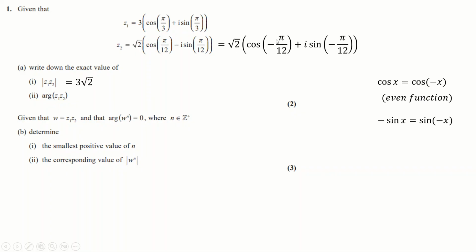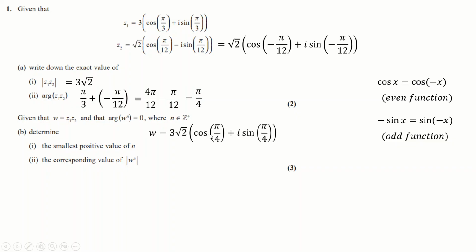And so this actually has an argument of minus pi over 12. Now that's in the right form. We can add that argument to this argument, so it's pi over 3 plus minus pi over 12. And of course we just get this. Given that w is z1 times z2, we may as well do that. We've just worked out that when we multiply the two complex numbers, the moduluses multiply together, so that's going to be 3 root 2, and the arguments add, which we just worked out is this. So w is going to be this number here.